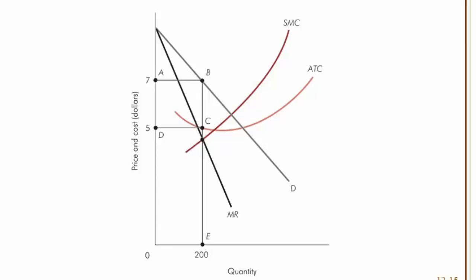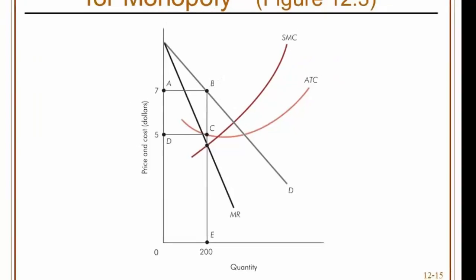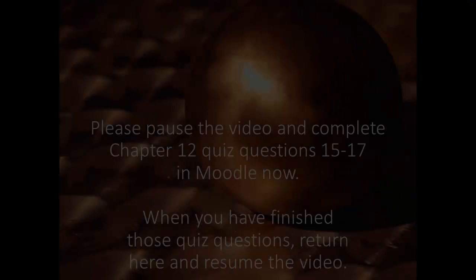Well, we'd have to do the, is it profitable or not? Clearly if I charge a price of $7 at point B, I can see that point B is far above point C, which is the average total cost curve. So I know this company is charging a price of $7, their per unit cost is only $5, so they're very profitable.